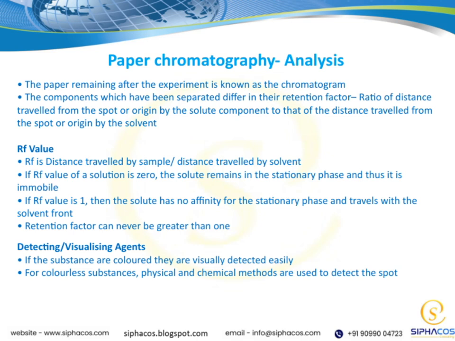After completing the experiment, the paper that remains is called the chromatogram. This paper shows us how the different components have been separated. The key idea here is that these components differ in their retention factor, or RF value. The RF value is essentially the ratio of the distance traveled by a particular component from the origin to the distance traveled by the solvent front. Think of it as a way to measure how far each substance moves relative to the solvent.